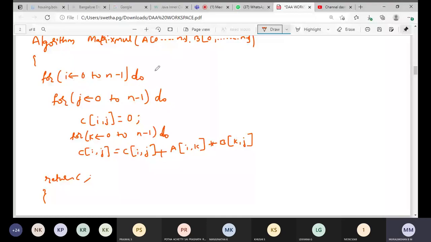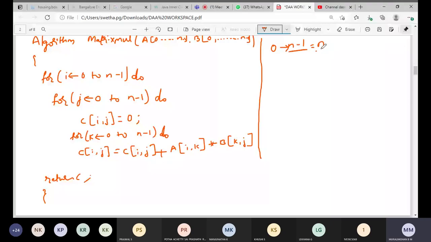Now, first, what is the input size here, according to our general plan? Input size is n, right? 0 to n minus 1 means automatically it will be n. Similarly, the B matrix also we are having here. Input size is n. Now this is the first step.